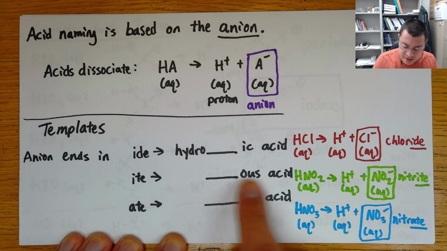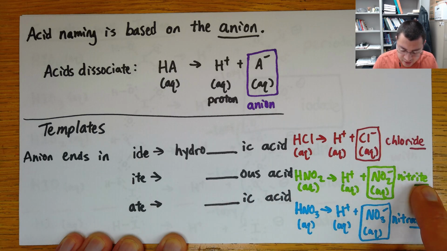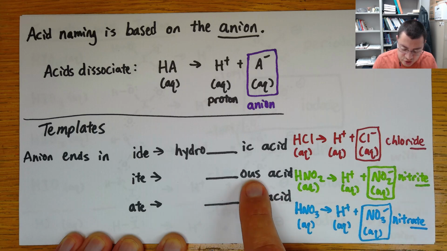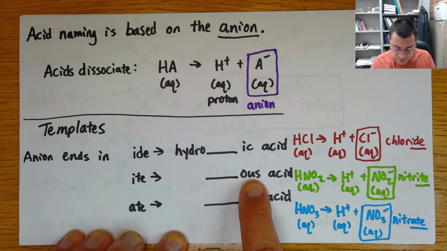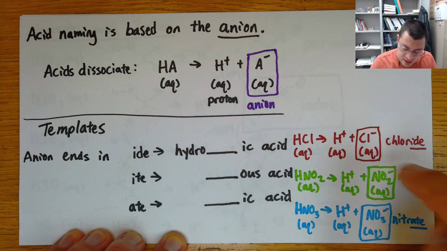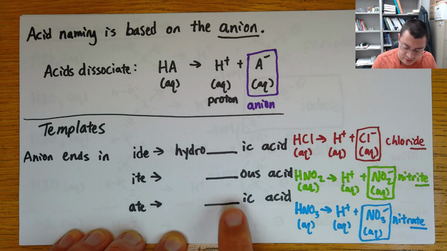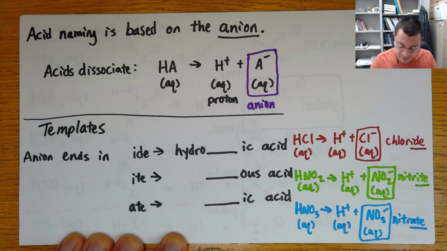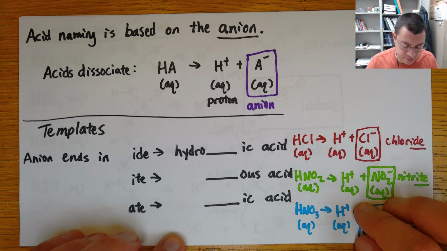You have a blank for the name, like nitrite. But that "ite" ending, you're going to change it to "us." Okay, so reviewing, "ide" became "ic" here. "Ite" becomes "us," so this would be nitrous acid. And then with this last one, we have something similar to nitrite, but we have nitrate. So "ate" becomes "ic." We have nitric acid. All right, and that's our template.